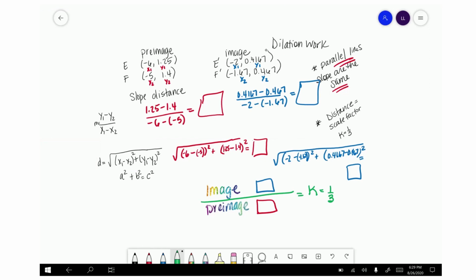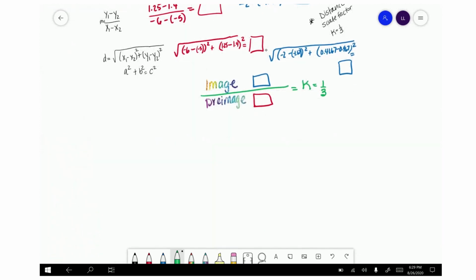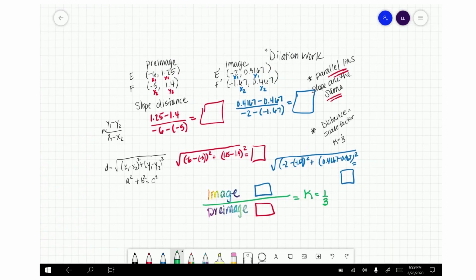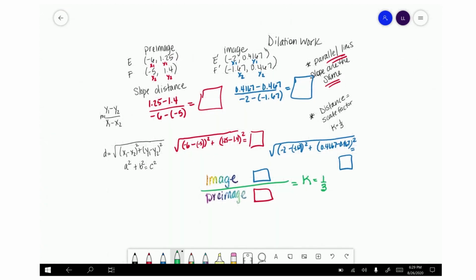And I'm actually going to scroll up, all right? And we're going to do the work to the center. Now, the center is going to be 0, 0 for all of our dilations. So we're just going to choose a point from the pre-image to the center and a point from the image to the center. It's got to be corresponding points though. So I'm going to use E and E prime.